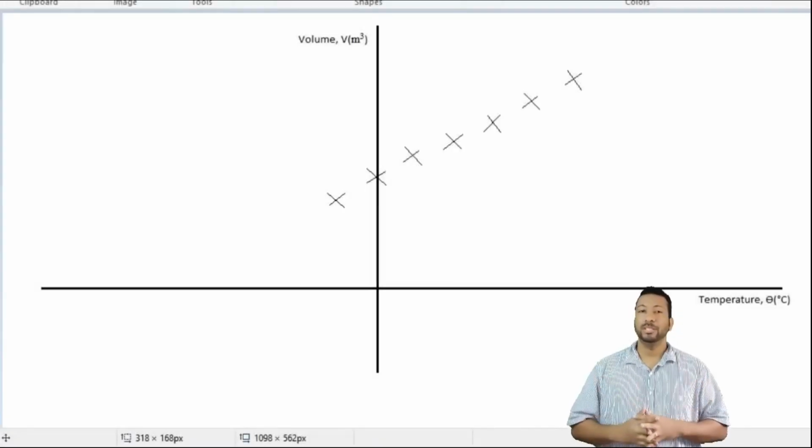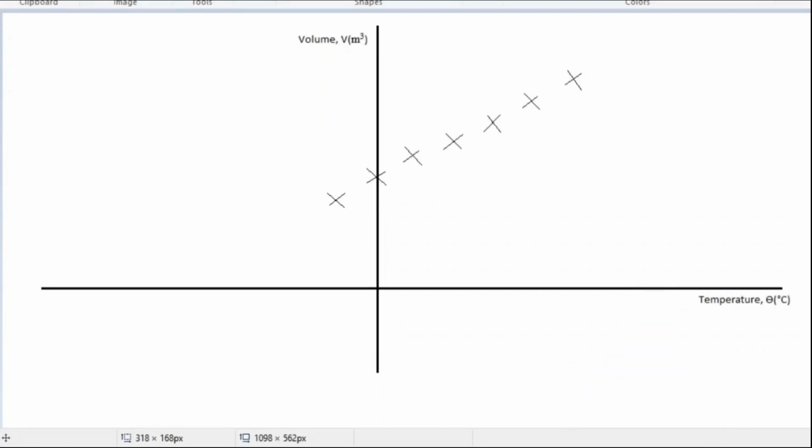So let's talk about Lord Kelvin, who did an experiment where he changed the temperature of a fixed mass of gas and measured the corresponding volumes. He plotted a graph and noticed that it was a linear relationship, that is, a straight line graph was obtained. From this, he could predict volumes of gas within the range of his experiment, which is known as interpolation.